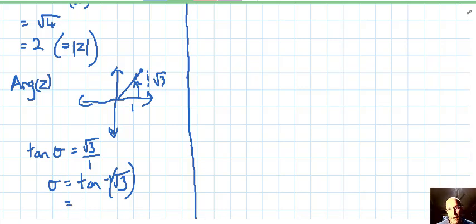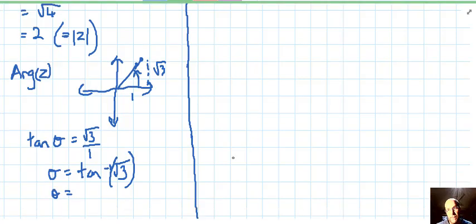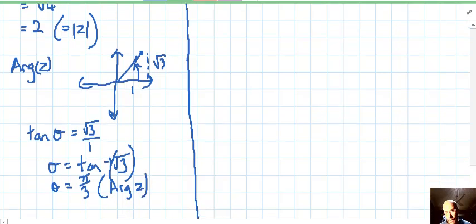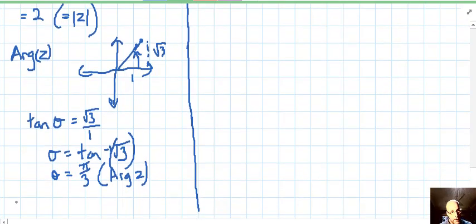And tables of exact values are very handy to memorize to speed things up. Theta, the angle, the argument is pi on 3. So that's arg z. Arg z is pi on 3. Putting it together, we've got the complex number is 2 cis pi on 3, or in other words 2 cos pi on 3 plus i sine pi on 3.